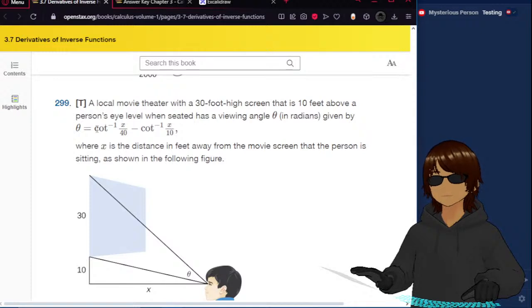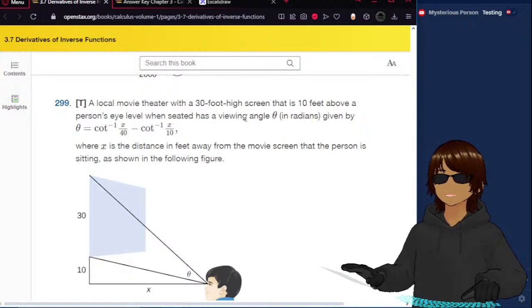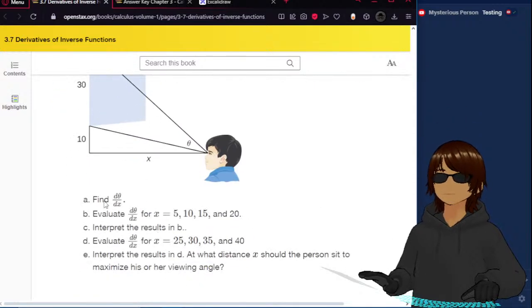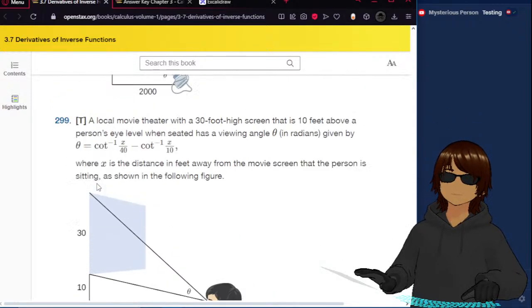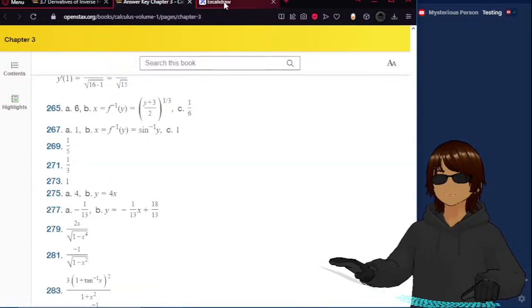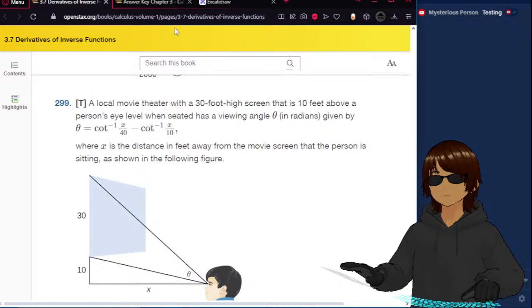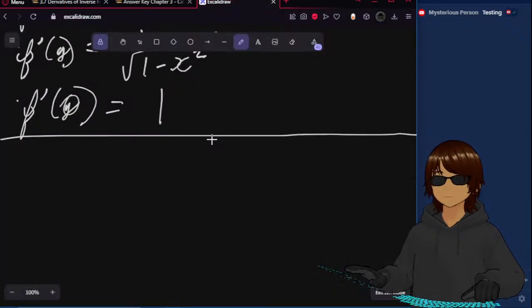Let's see. A local movie theater with a 30-foot high screen that is 10 feet above a person's eye level when seated has a viewing angle of theta given by this, where x is the distance in feet away from the movie screen that the person is sitting. Okay, let's write it down. Question 299.